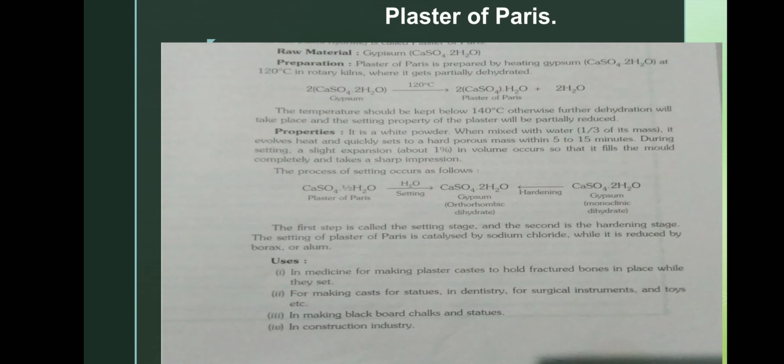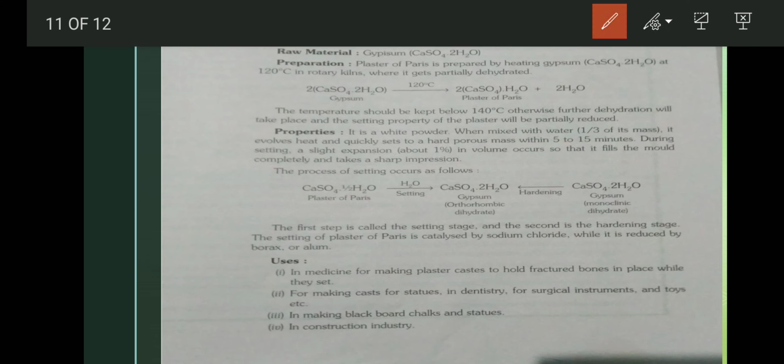Next salt is plaster of Paris. Formula of plaster of Paris, CaSO4·½H2O. Why this half H2O? Class, if you can see, here it is written 2CaSO4·H2O, which means two molecules of calcium sulfate share one molecule of water. So if we take one molecule of CaSO4, how much water molecule will be shared? Half water molecule. That's why the formula becomes CaSO4·½H2O.